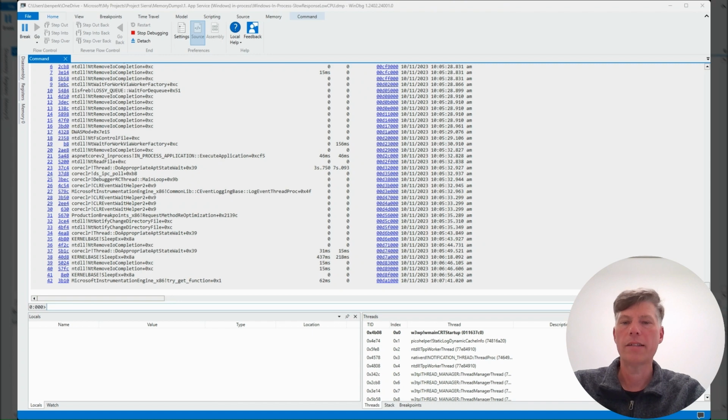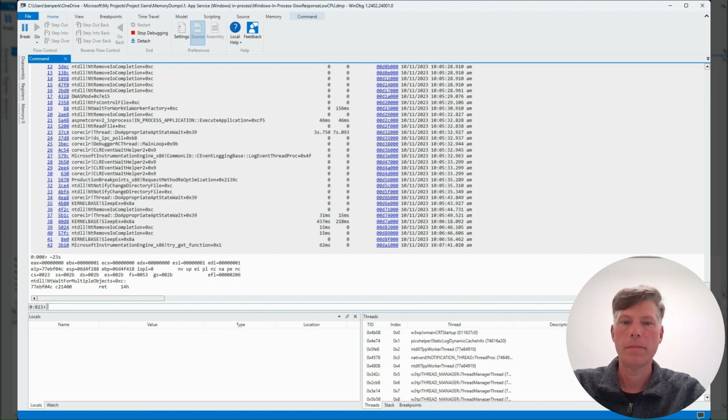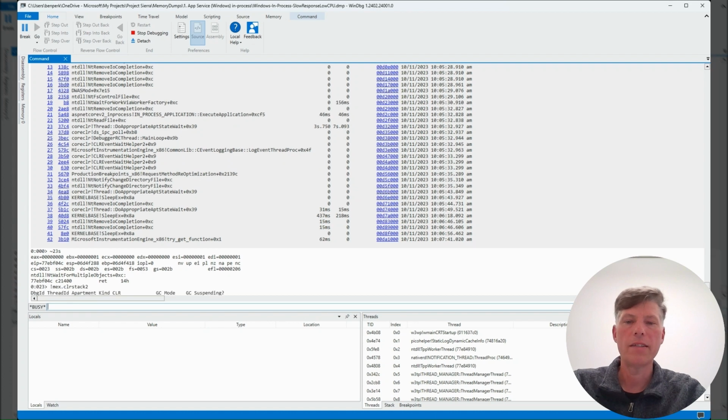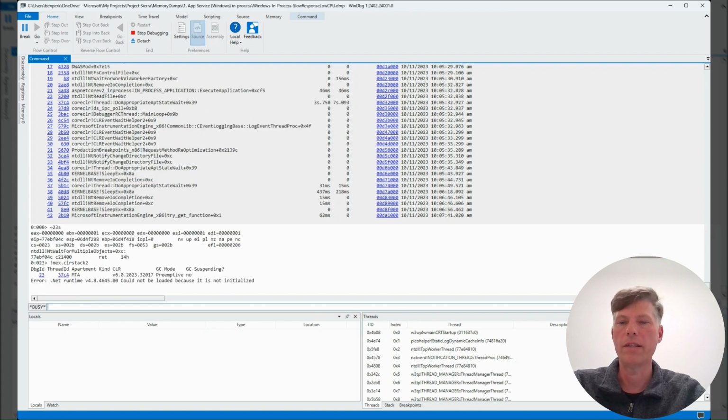Switch the context to thread 23. Execute the CLR stack2 command. Notice that it does not render anything relevant, as there are no non-Microsoft assemblies in that stack. Change the context to thread 38.